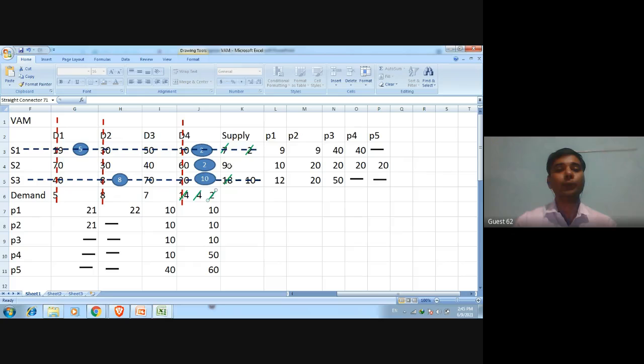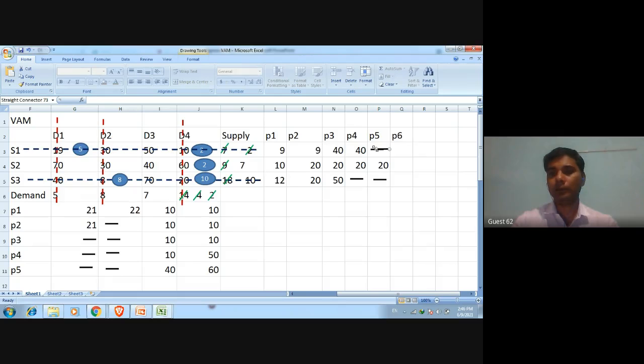And what units are left with plant S2 after giving the 2 units to D4? He has now 7 units. So I will cross the line and write down 7 units here. Okay. Now, again, we will calculate the penalty, that is P6. In the first row, there is no need to calculate the penalty.